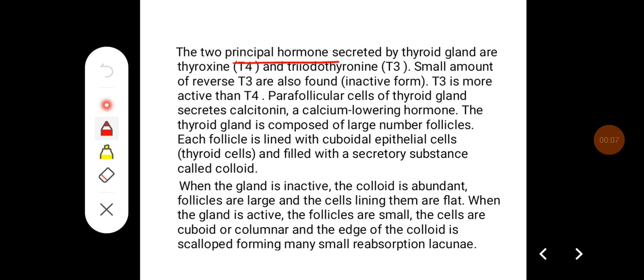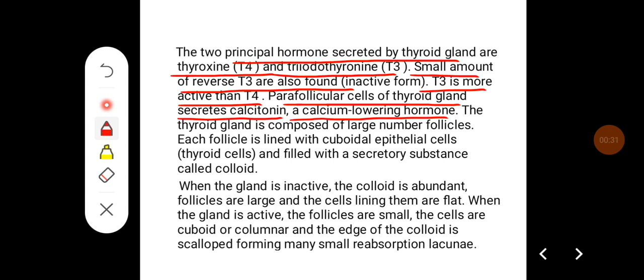The two principal hormones secreted by thyroid gland are thyroxine and triiodothyronine. They are called as T4 and T3 respectively. Small amount of reverse T3 also found, which is in inactive form. T3 is more active than T4. Peripheral cells of thyroid gland secretes calcitonin, a calcium lowering hormone.